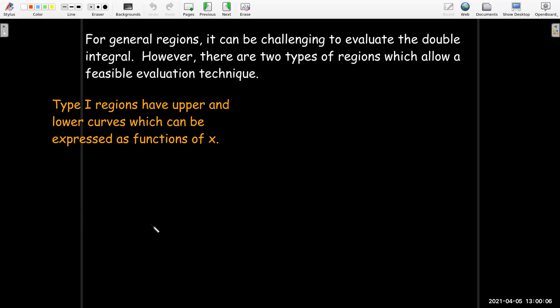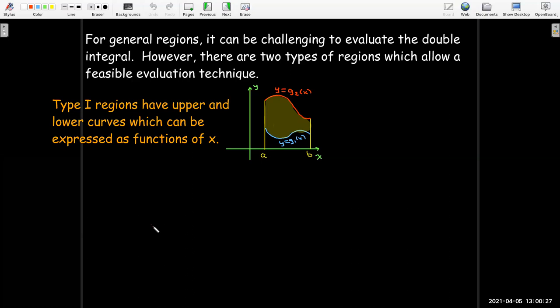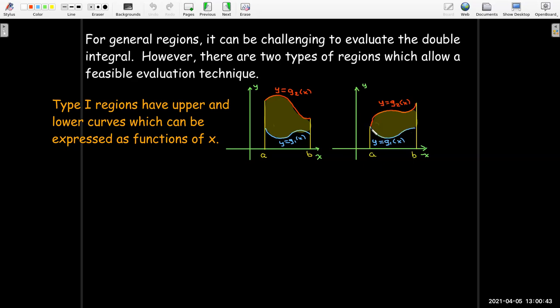Type 1 regions are regions where the upper and lower bounds of the domain D are curves, which can be expressed as functions of x. And then the right and the left will just be numbers. So for example, here is a type 1 region. It is bounded on the left and the right by just numbers, and above and below by curves. Now, these two curves do not intersect, but they could intersect at one endpoint, or they could intersect at both endpoints, both at the right and the left.